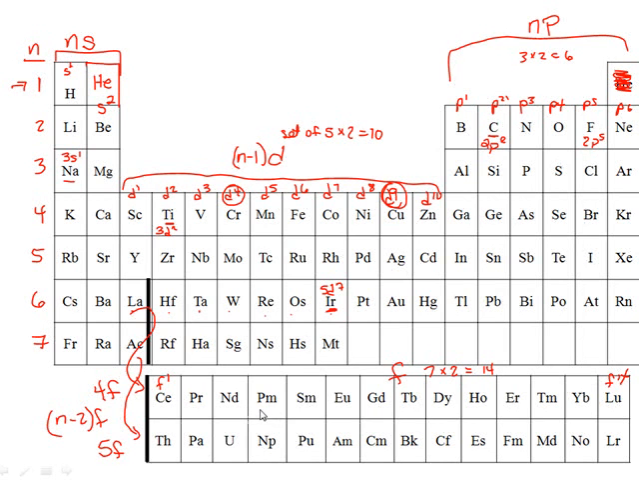So if we're talking about this element, we would fill this one little d before we go to f, so we would have 5d1 4f 1, 2, 3, 4. If we're talking about this one, we would fill this one little d as a 6d1 5f5.